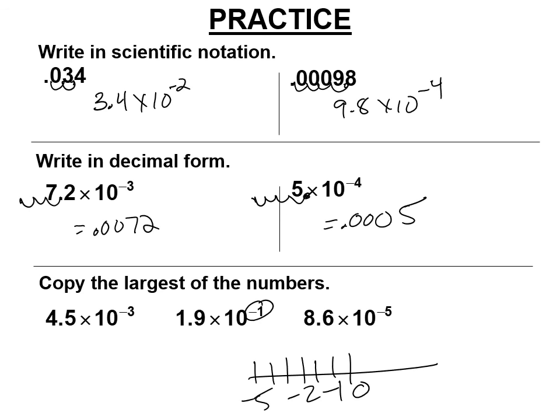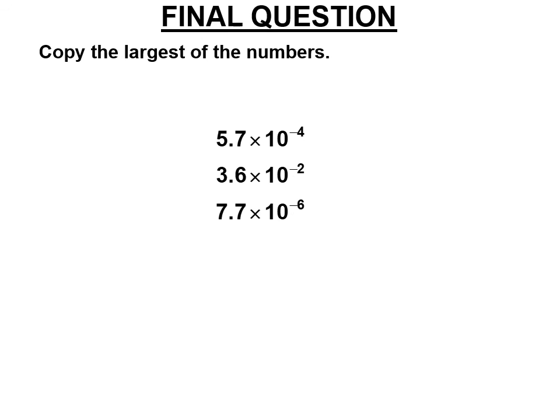Oops. Well, it was negative 3 here, but this is the biggest number by far. And so negative 2 is the biggest exponent there, so that is the biggest number. Do your homework.